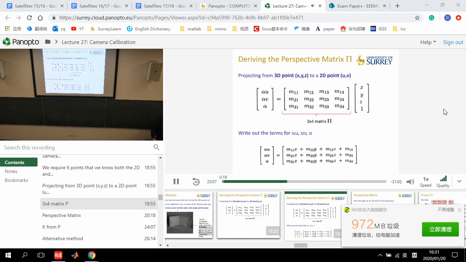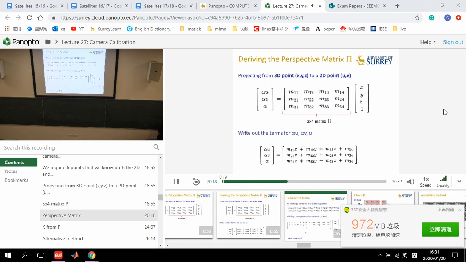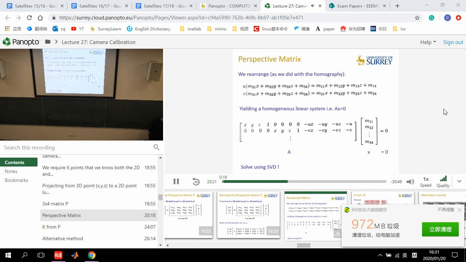So we've got two equations and 12 unknowns, so we need 6 pairs of points to solve it. Yeah. So there we go. This is exactly the rearrangement I was talking about there. So in the brackets there, we have the term for alpha from the previous page.